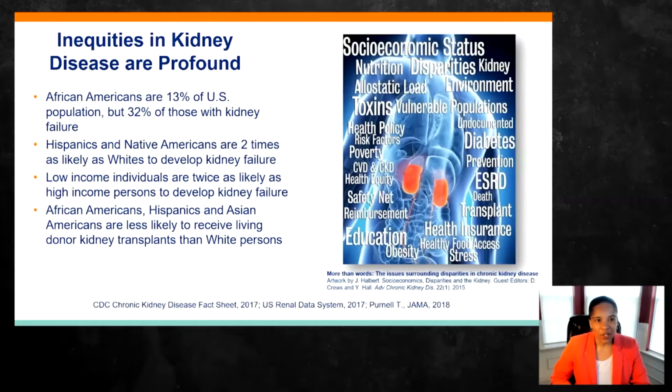And so as a nephrologist, certainly my focus is on kidney disease, and we see that inequities in kidney disease are tremendously profound. We know that African Americans, for example, comprise 13% of the US population, but they comprise a third of those individuals who have kidney failure. Hispanic and Native Americans are twice as likely as white individuals to develop kidney failure. And people who have low incomes are also twice as likely as those who have higher incomes to develop kidney failure. And when we think about the optimal treatment for kidney failure, that being receiving a kidney from a living donor, what we see is that African Americans, Hispanic, and Asian Americans are less likely to receive this type of kidney transplant than are white individuals.